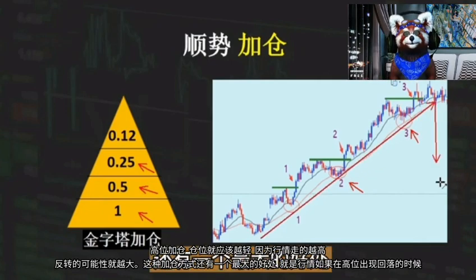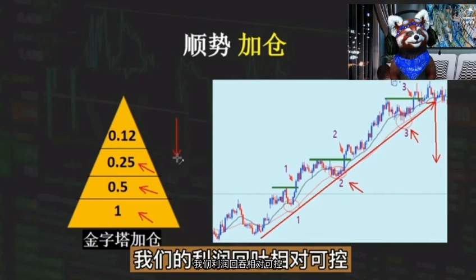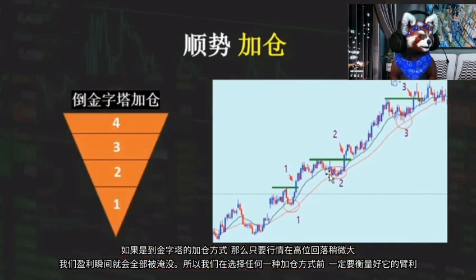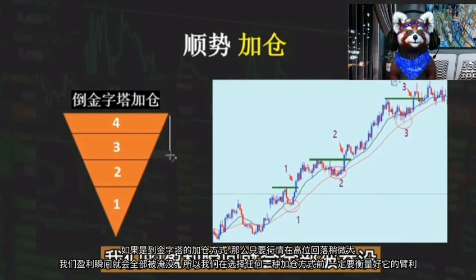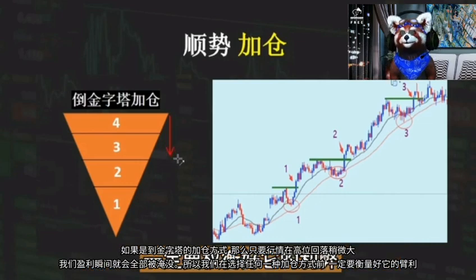This method of adding positions has another biggest advantage. When the market pulls back from a high position, our profits are relatively controllable. If it's in a reverse pyramid shape, however, once the market pulls back slightly from a high position, our profits will be instantly wiped out. Therefore, before choosing any way to add positions, we must weigh its pros and cons carefully.